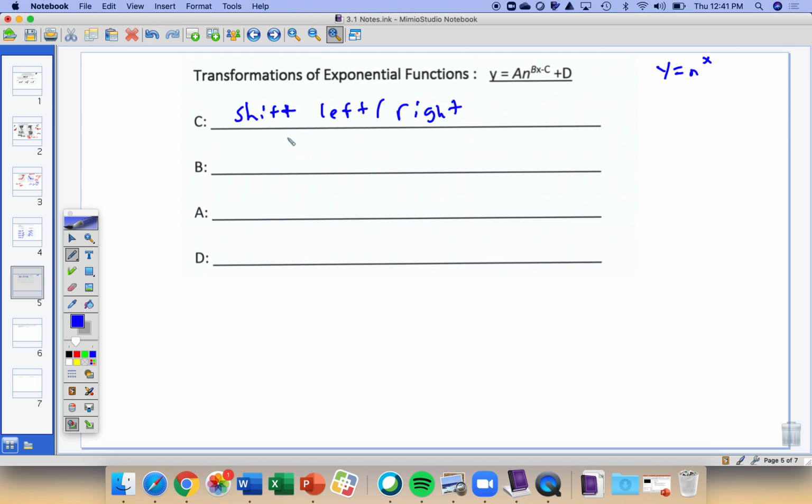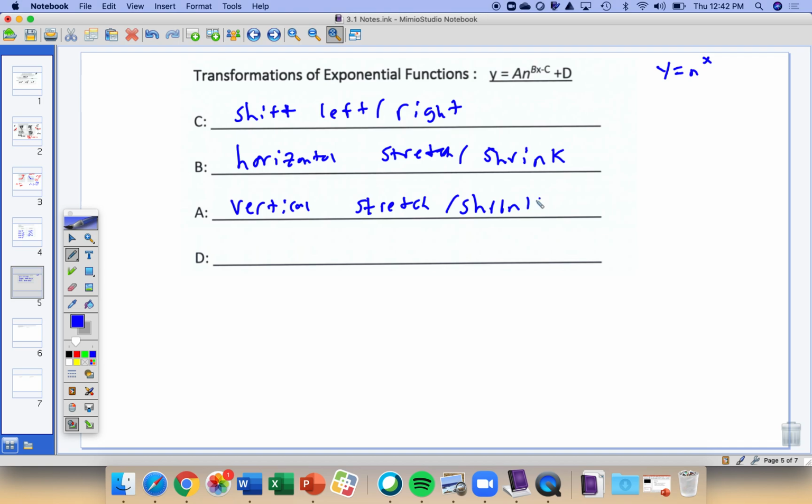Okay. B will be a horizontal stretch or shrink, depending on what B is. A, which is the number in front, would be a vertical stretch or shrink, depending on what A is. And then D shifts the graph up or down, depending on what D is.